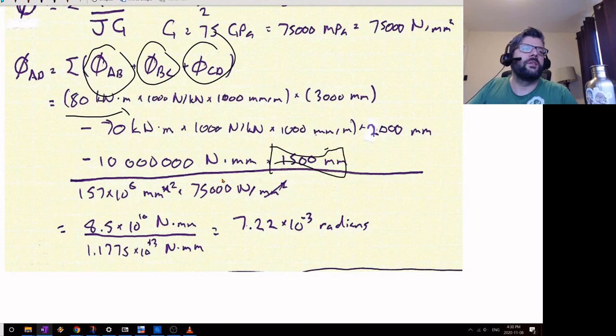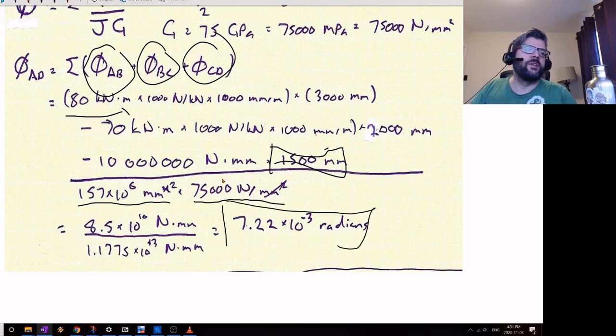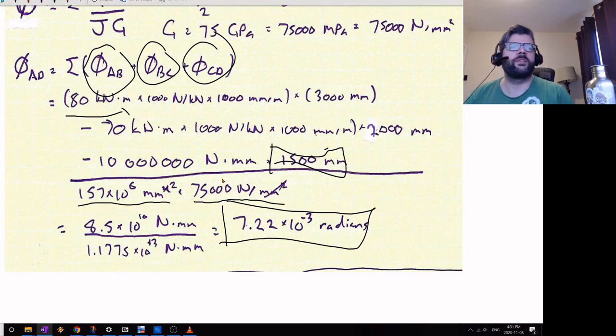And then the 1,500 millimeters is a 1.5 meter section there. All of that is divided by our J and our G. That gives us 8.5 times 10 to the 10 newton millimeters divided by 1.1775 times 10 to the 13 newton millimeters, which gives us this ratio. It'll be in radians, so 7.22 times 10 to the negative 3 radians.